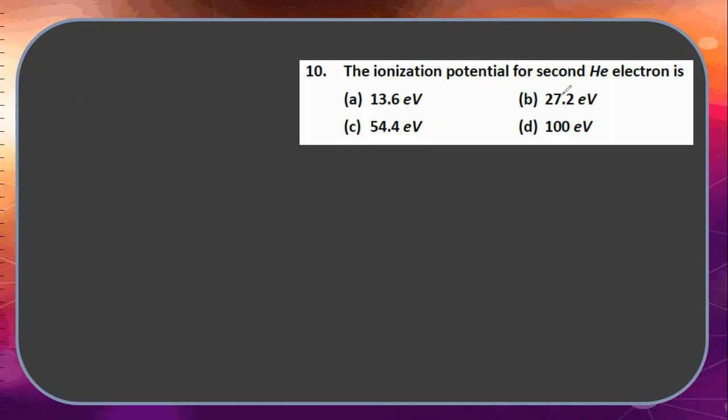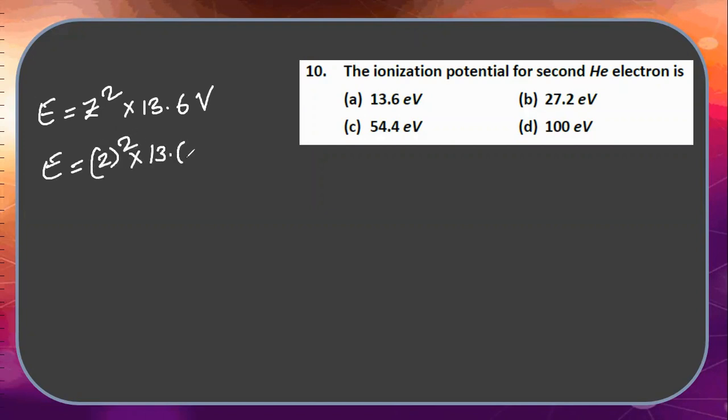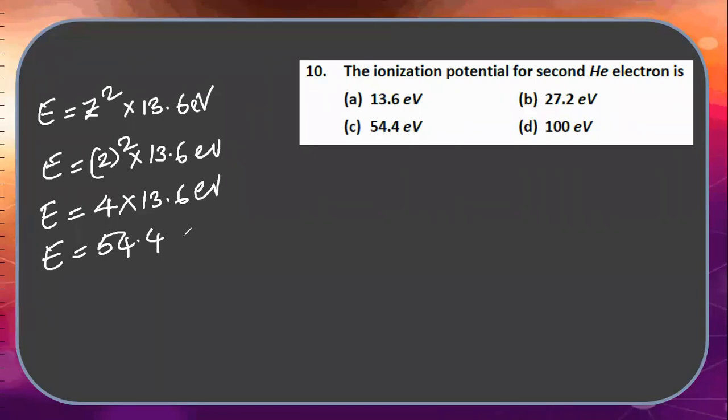So the ionization potential for the second helium electron, that is E is equal to Z square into 13.6, in volts. Therefore, E is equal to Z square. What is Z? For helium, Z is 2, so 2 whole square is 4, into 13.6. Therefore, E is equal to 4 into 13.6, that's nothing but 54.4 electron volts.